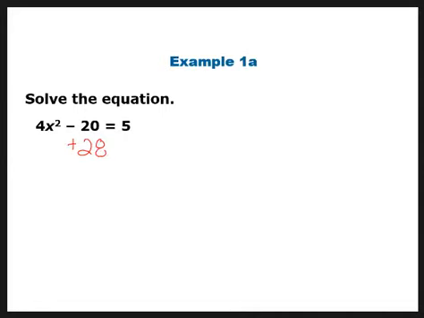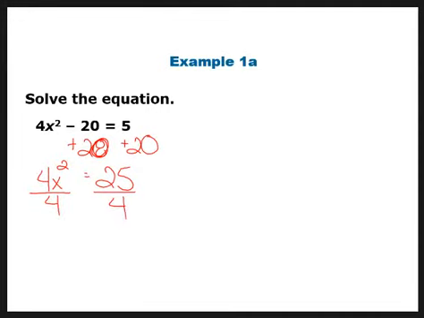Oh, 20, not 28, over to the other side. All right, so I'm going to get something that looks like this. Okay, again, there's no x term. I'm going to use square roots to solve this eventually. Now, I still have to get rid of this 4, because I want to get the squared term, whatever squared, completely by itself. So I'm going to end up with x squared equals 25 over 4.